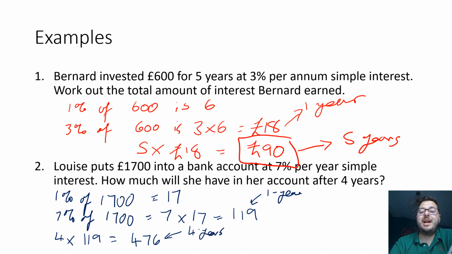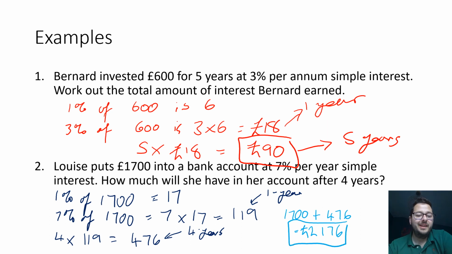Now, they've not asked you how much interest she has accrued over the 4 years. It's how much will she have in her account. So the final bit is to add that to what she's already got. So 1,700 plus 476 is going to give you £2,176.